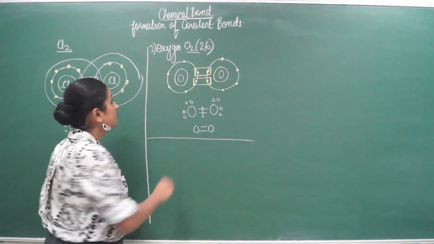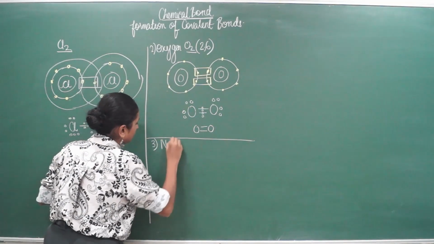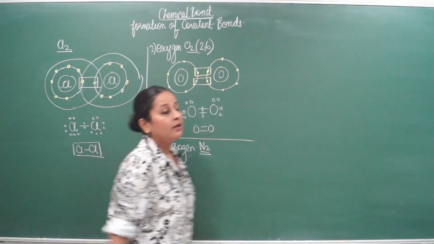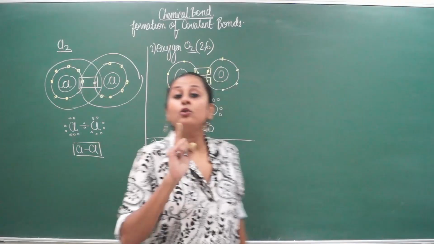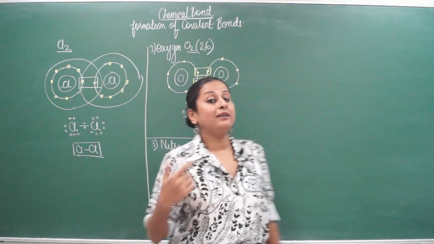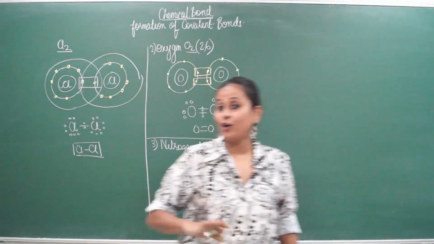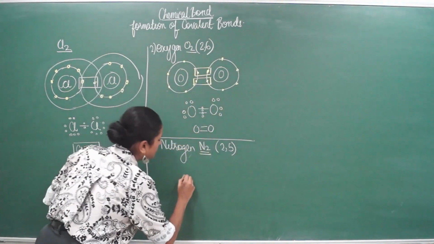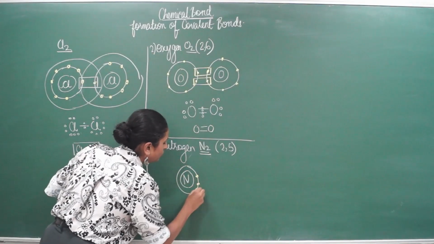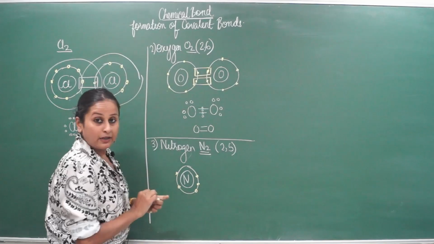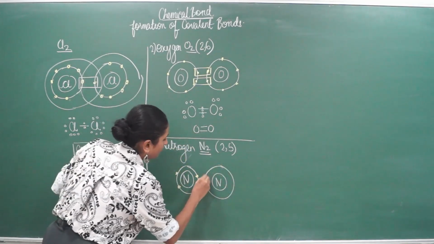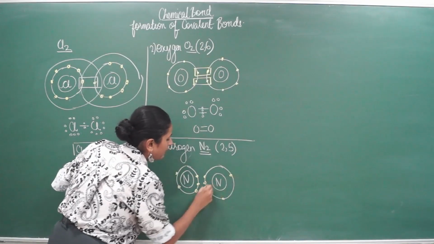Let's come to nitrogen. This is also N2. Now nitrogen's electronic configuration is 2, 5. So how many electrons does it require to complete its octet state? It requires 3 electrons to complete its last shell. So let us draw the last shell of nitrogen. The last shell has 1, 2, 3, 4, 5 electrons, and the other nitrogen also has 1, 2, 3, 4, 5 electrons.